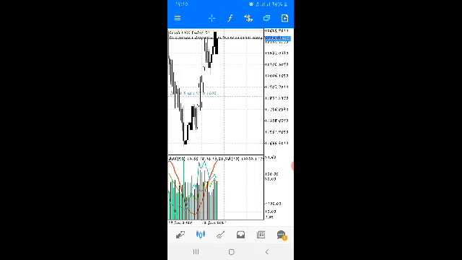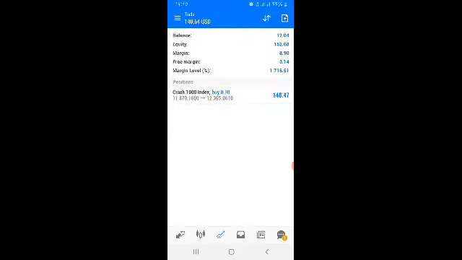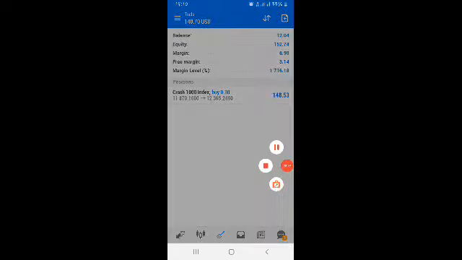Guys, I'm going to show you how I turned a $12 account to $150. Look guys, this is how I did it. This is the account. You can see the balance is $12, and you can see I trade Crash 1000, and it's currently on profit.